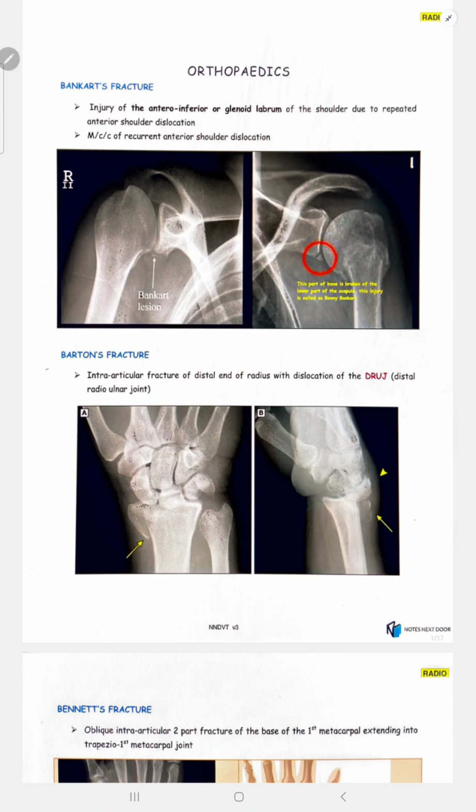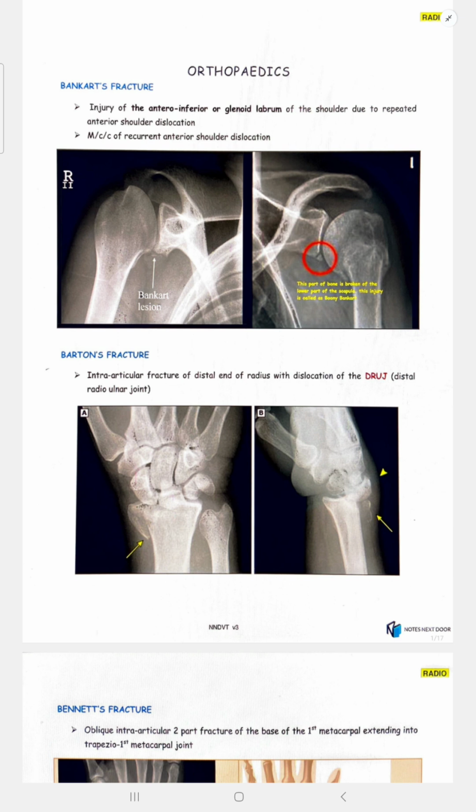So I saw a video on YouTube of Read With Me for first aid. So I got inspired by that and thought it's really great idea. So today I will be reading out rapid revision of orthopedics with all of you.